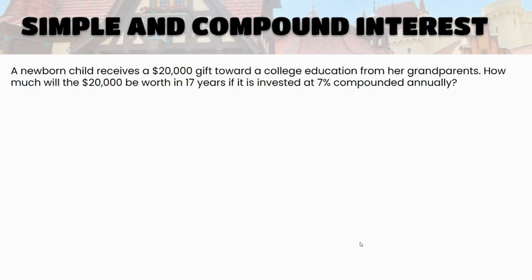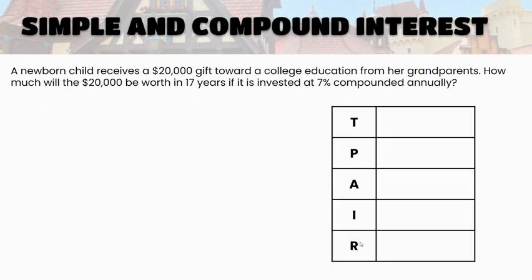Now, a newborn child receives a $20,000 gift towards college education from her grandparents. How much will the $20,000 be worth in 17 years if it's invested at 7% compounded annually? Again, we're going to make our T-chart. And the first thing we need to do is decide whether it's simple or compound interest. Well, it's going to be compound interest because it says compound. So I'm going to use the formula A is equal to P times 1 plus R to the T.